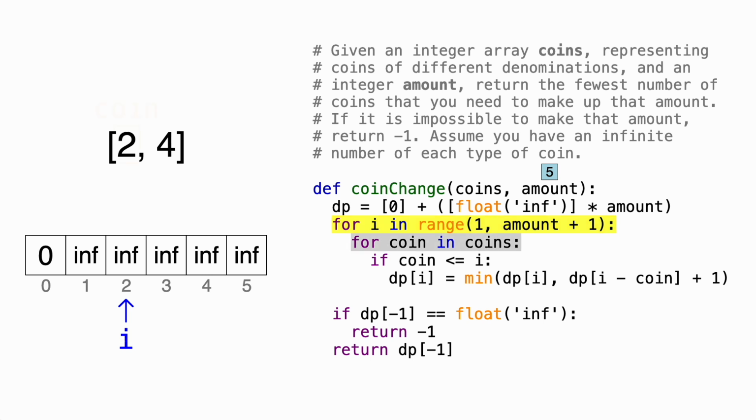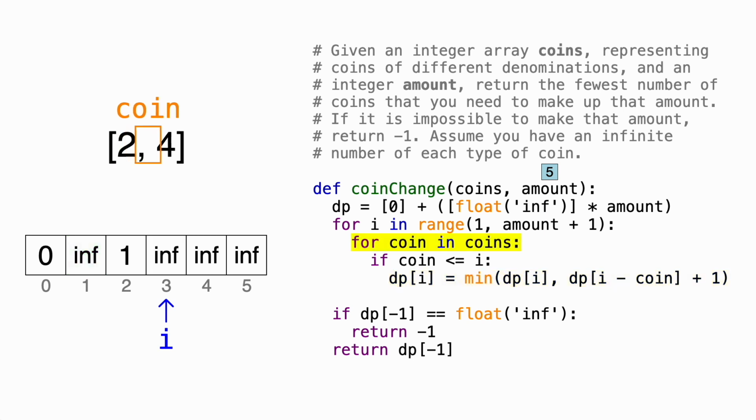For index 2, we could just use a single 2 coin, and we would need 0 more coins after that, so let's put a 1 here. 4 is still too big, so let's move on. For index 3, if we use the 2 coin, then there would be an amount of 1 left over. So how many coins are needed to make an amount of 1? As you can see, the value there is infinity, since it's impossible to make an amount of 1. So 1 plus infinity is still infinity, and the element at index I is also infinity. The minimum of infinity and infinity is infinity. So the element at index 3 stays at infinity, since we can't make an amount of 3.